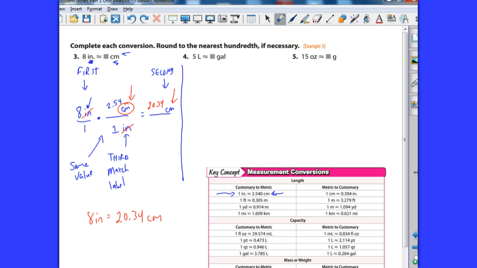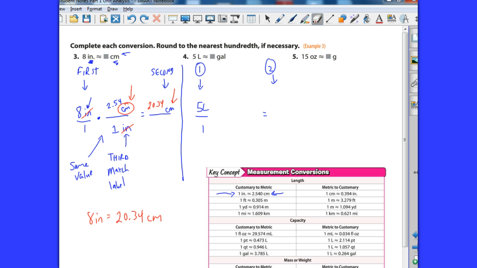Now if we do a few more examples, hopefully it'll make a little more sense to you. Let's look at number 4. All right, so first, step 1. I'll just do step 1 like this, and you can have that for your notes. You write down what you have over 1. Okay, step 2, write down what you want. You want gallons. Whoops, get a little more space there.